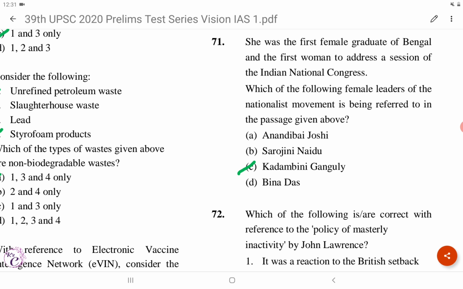Next, we have Beena Das. She was an Indian revolutionary and nationalist from West Bengal. She was a member of Chhatri Sangha, a semi-revolutionary organization for women in Kolkata.